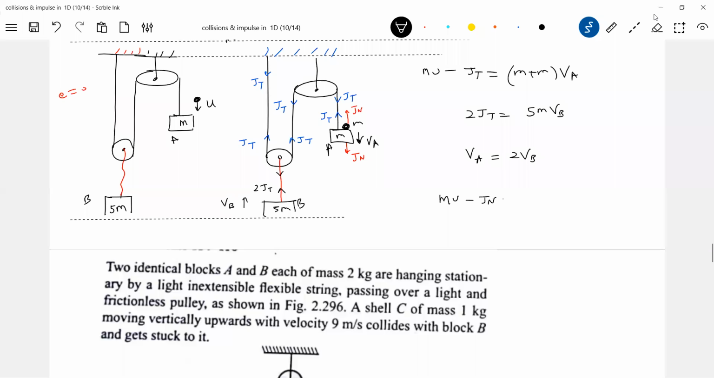Mu minus Jn equals MVA. This is on the bullet. Or on the block also you can write it. On the block, how should you write it? Impulse Jn: 0 plus Jn minus Jt equals MVA. This is on the block A.